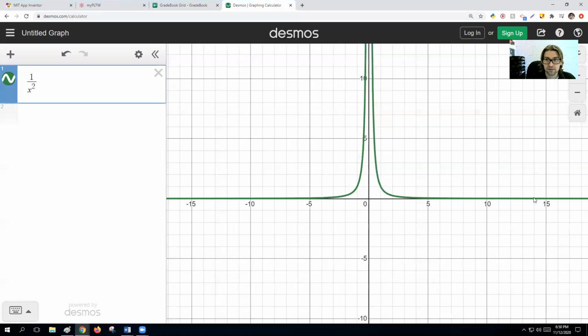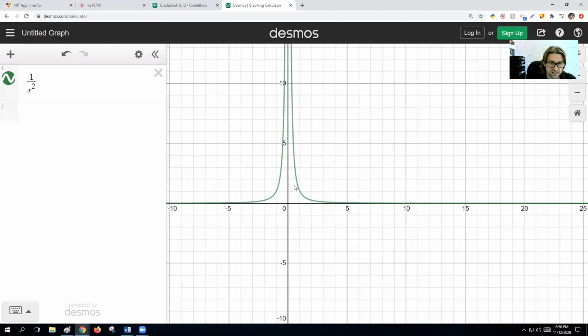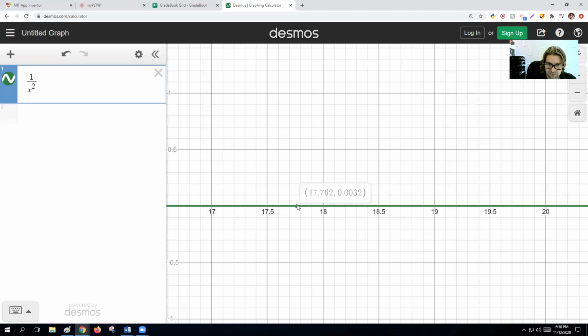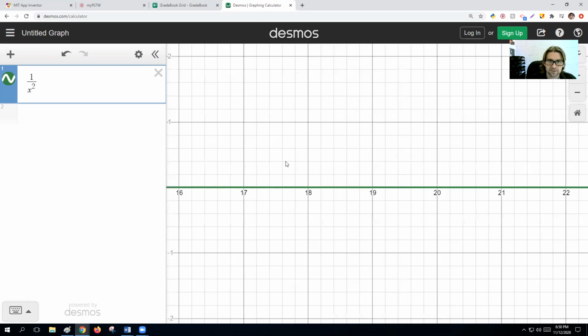And same over here. We can get really close to being flat, but we will never actually get a flat horizontal tangent. Because even if we keep getting close, zoom up very, very close, you can see it's still going down. The numbers are slowly, slowly changing, getting lower and lower.